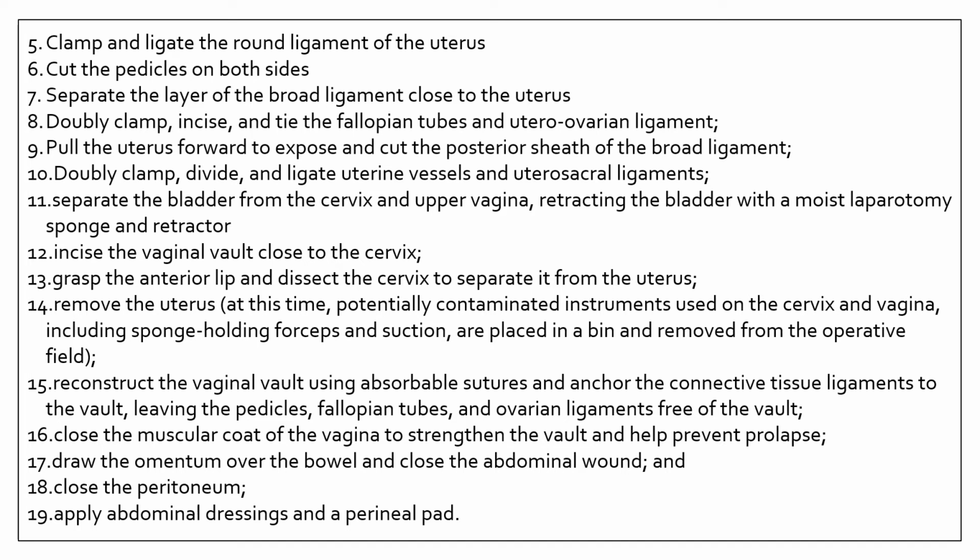separate everything away. We clamp, incise and tie the fallopian tubes. We will pull the uterus forward, divide all the vessels and ligaments, and make sure the bladder is separated and still intact and that we haven't caused any damage to it. Then we will incise the vaginal vault, close the cervix, and remove the uterus.